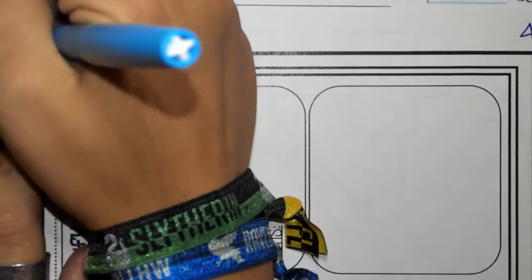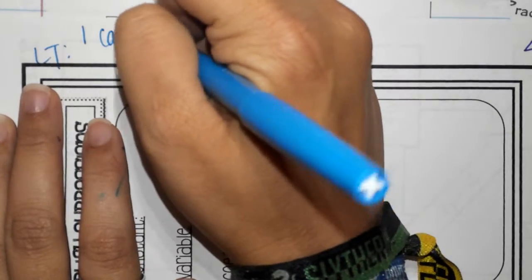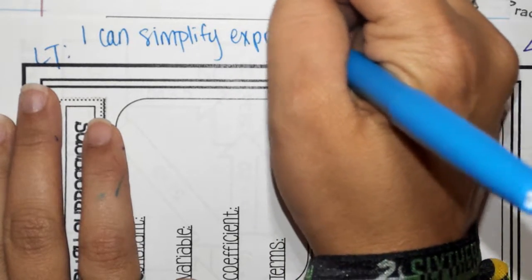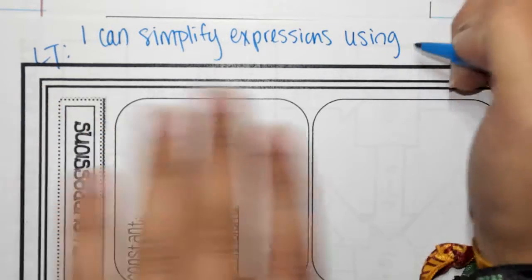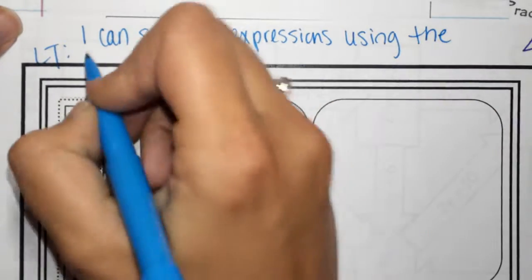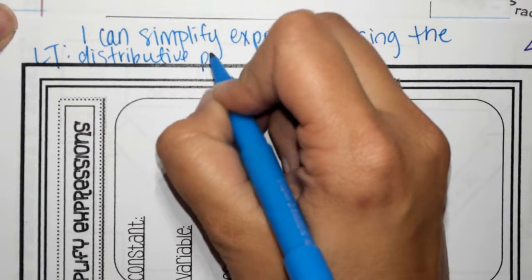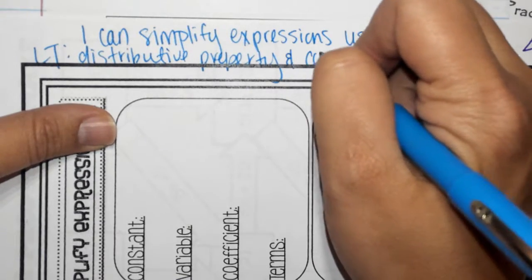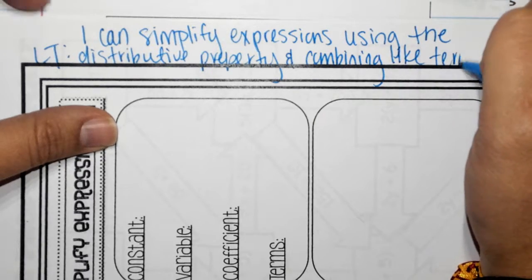Alright, so our learning target for today says, I can simplify expressions using the distributive property and combining like terms.